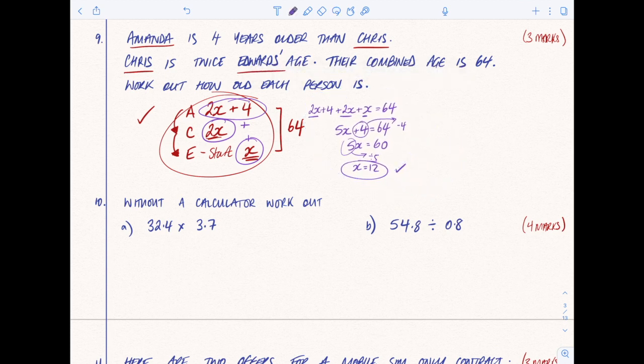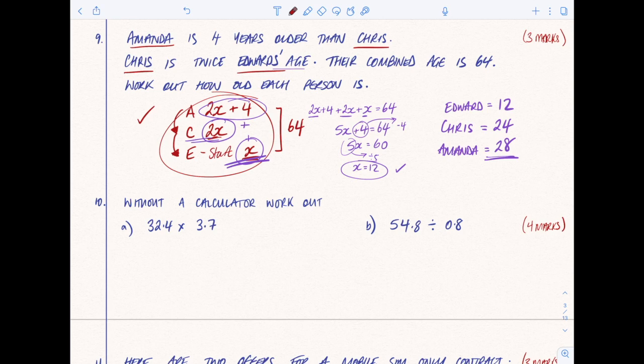If we know X is 12, I can now go back to what I've done at the start. And I know Edward is X. So therefore Edward is 12. Chris is 2X. So 2X would be 2 times 12, which is 24. And it tells me that it's twice his age anyway, so that works. And Amanda is 2X plus 4. Well, it's 24 plus 4, which is 28. Okay, so that's how you would solve those questions where you've got a concept involved in and around unknown ages, but you've been given a total. Okay, you have to form the equation yourself and then solve it.